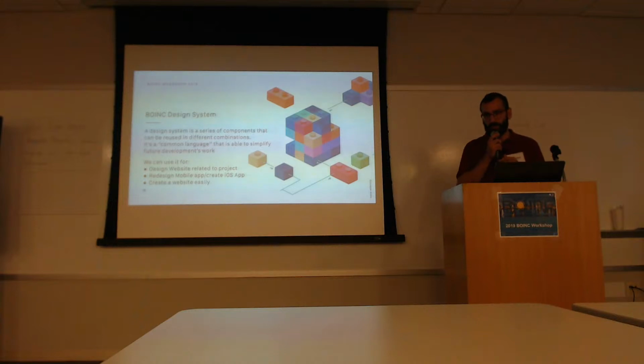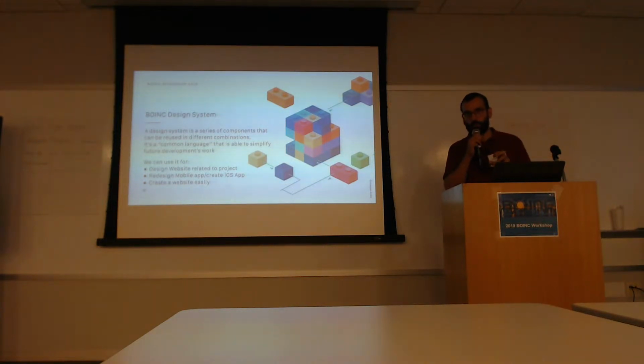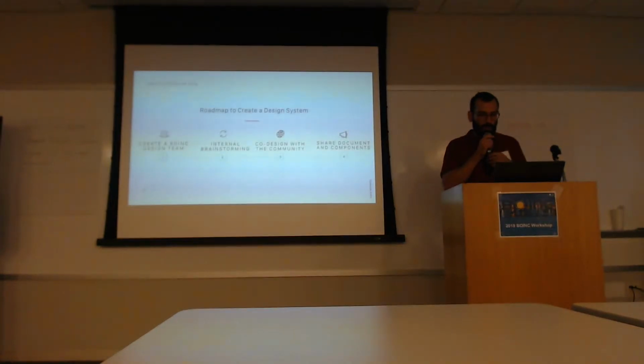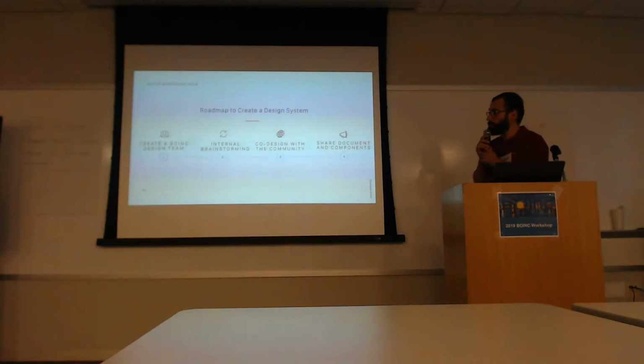The design system is a group of rules, tools, and components that we can use to design websites related to the project, use these components to redesign the mobile app and maybe create a future iOS app, or, for example, an extension for browsers, or create simple websites easily that talk about the project. And what do I need to create a BOINC design system?